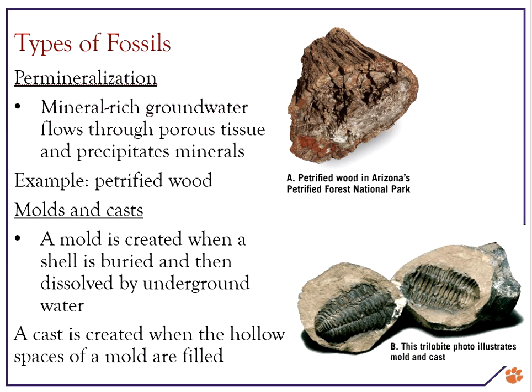We also have molds and casts. A mold is going to be created when a shell of, for example, a sea creature is buried. This material is calcium carbonate, and it is going to be easily dissolved by the underground water. So the hollow space left after the shell was dissolved will be called a mold. And when mineral-rich groundwater carries more material into this hollow space and fills it with the precipitated minerals, we will have casts, which is another type of fossil.